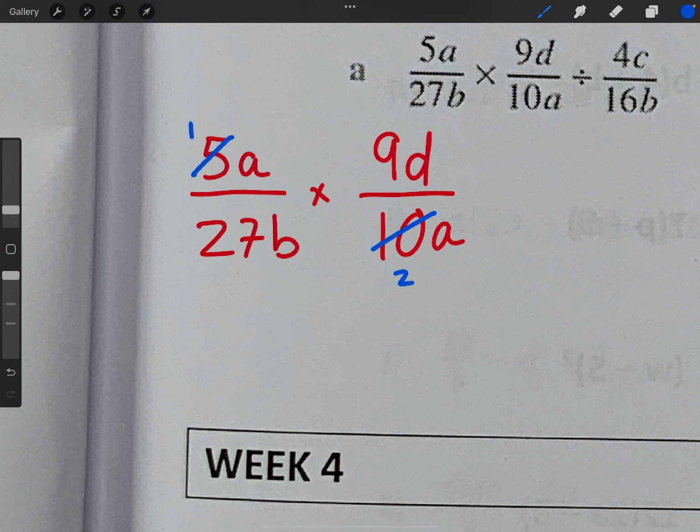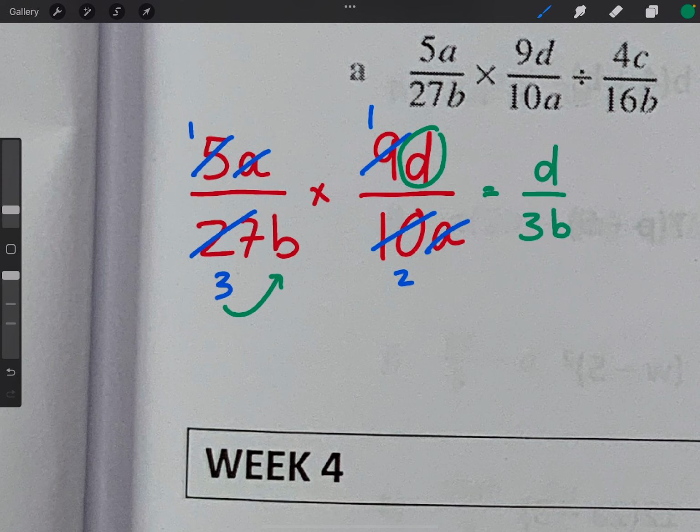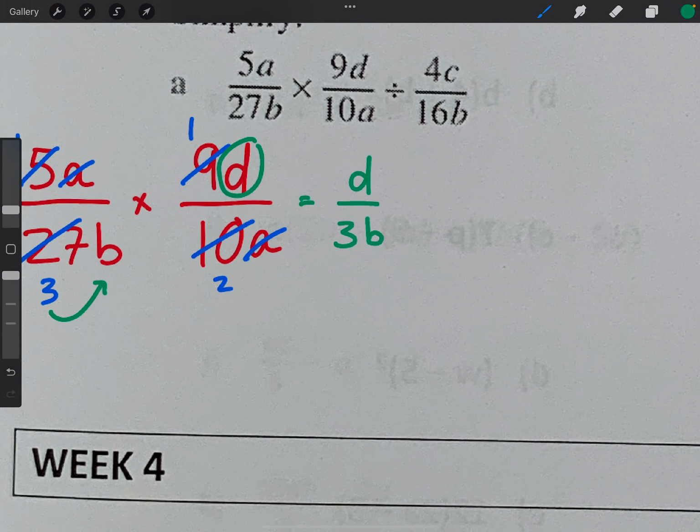Now for the 9 and 27, I can divide them both by 3. 9 divided by 3 is 3, 27 divided by 3 is, actually I can divide them by 9, maybe even better. Divide this by 9, you get 1. Divide this by 9, you get 3. There you go. Now let's look at the letters. You've got A, and A can go. And that's about it. So you just have a D at the top, and the bottom one is 3 times B. So D over 3B.